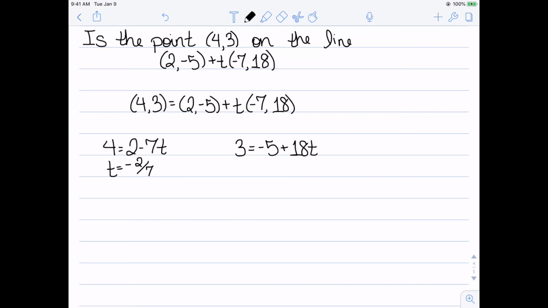The second equation, 3 equal to -5 plus 18t. Solving that gives us t equal to 4/9. And since it's impossible for t to be both -2/7 and 4/9 at the same time, this point is not on the line.